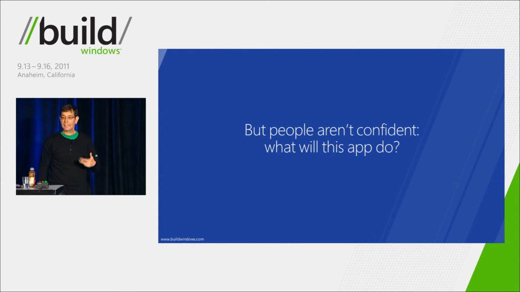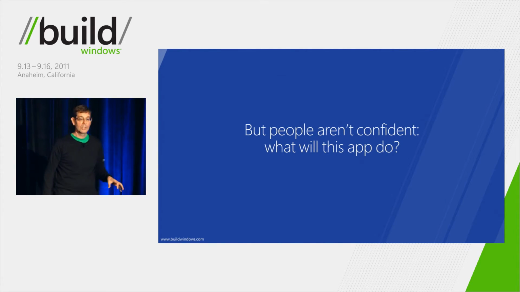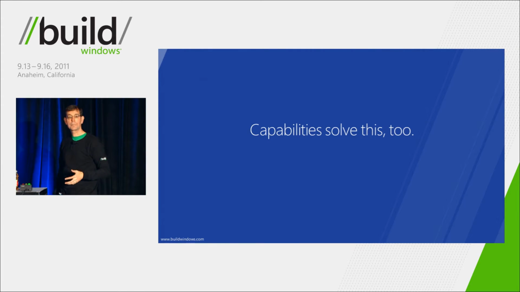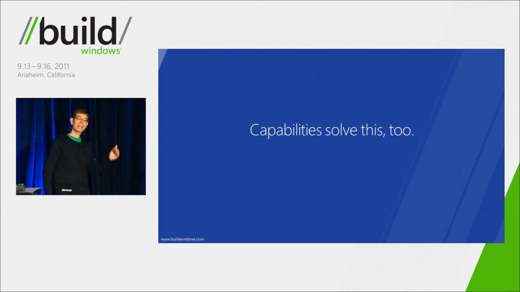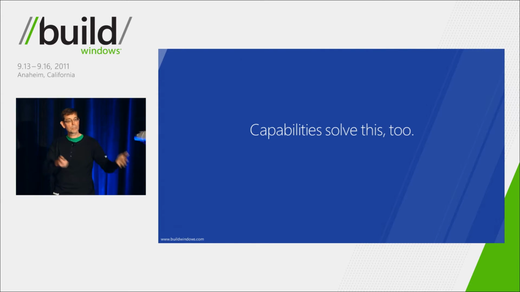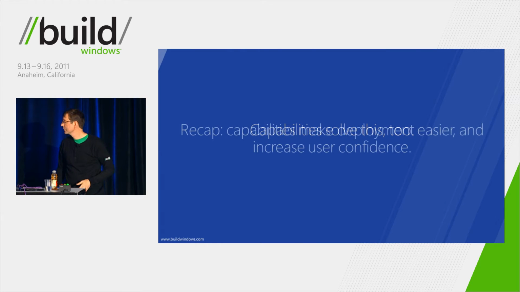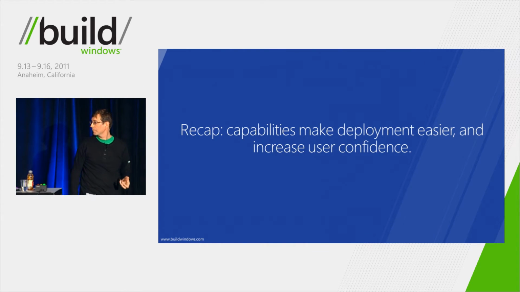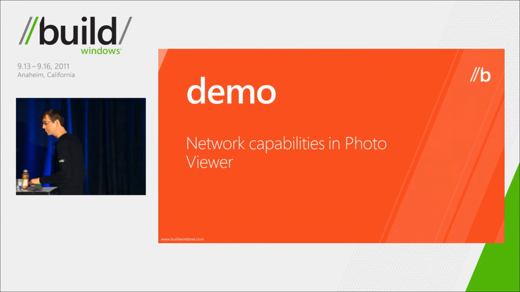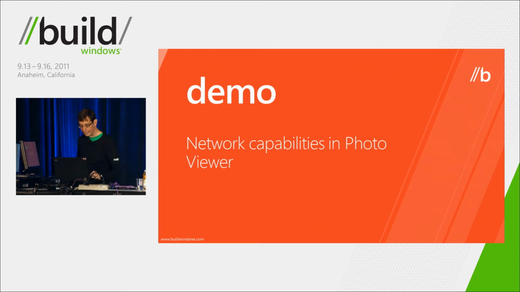By having every app list in their manifest the capabilities it's using or not using, we can increase the confidence that people have in apps. And this is important because the more confident people are that apps from the App Store are trusted, the more they'll download. Capabilities make deployment easier. They increase user confidence. Let me actually show you the demo on that.